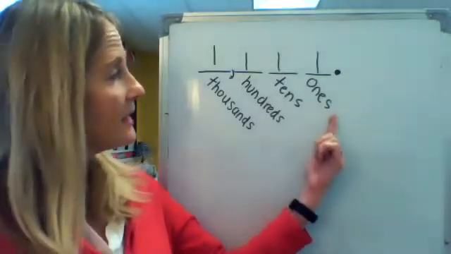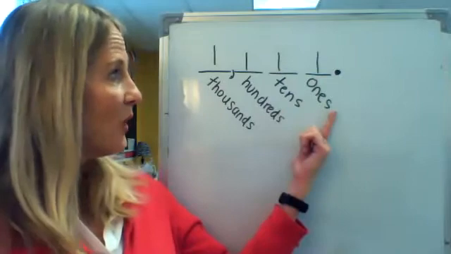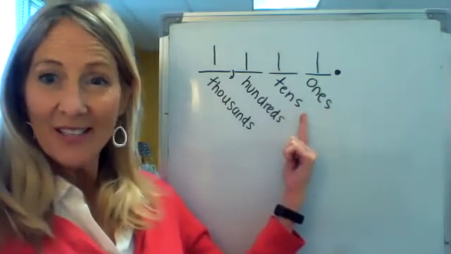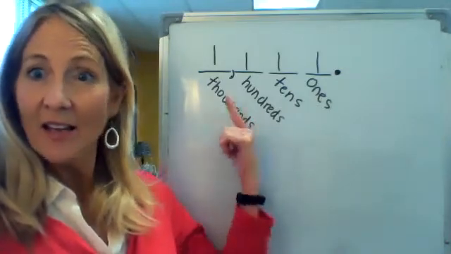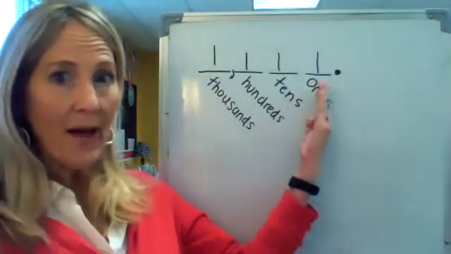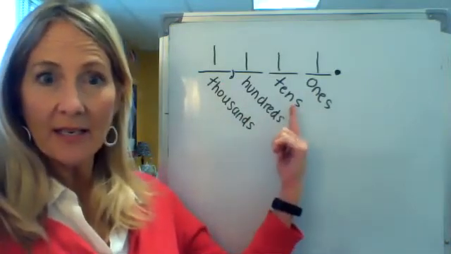And we know that you need 10 ones to make a 10. You need 10 tens to make 100. You need 10 hundreds to make 1,000, and so on. We know that the amounts get 10 times greater. Whatever unit you're working with gets 10 times greater.